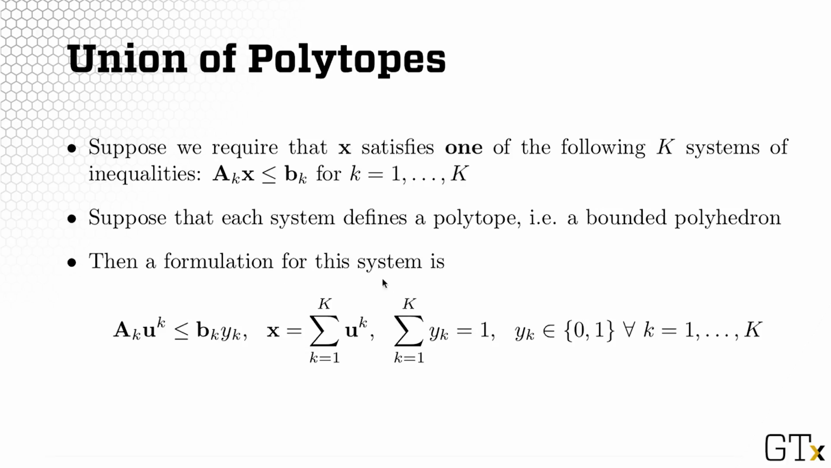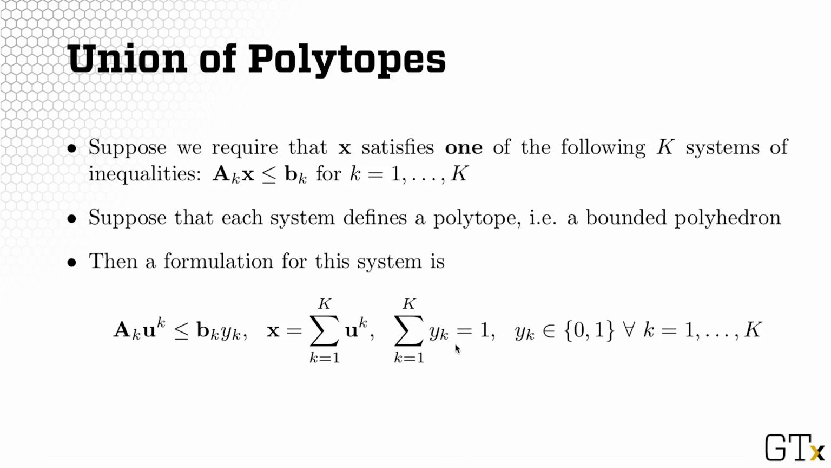Then a formulation for this system is we're going to introduce a new variable uk, which is a clone or a copy of the x variable corresponding to the kth system. We're going to introduce a new binary variable yk, which tells you which of the systems is going to be turned on. So here's yk. The sum of the yk should be equal to 1, and yk is a binary variable. You're going to satisfy only and exactly one of the systems.